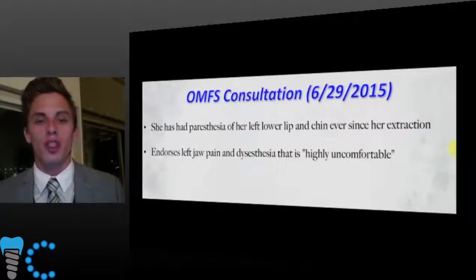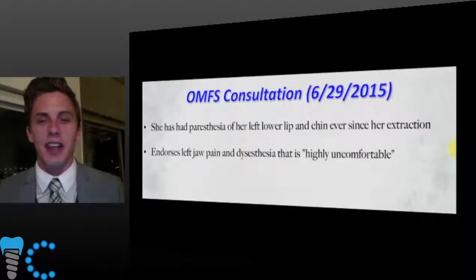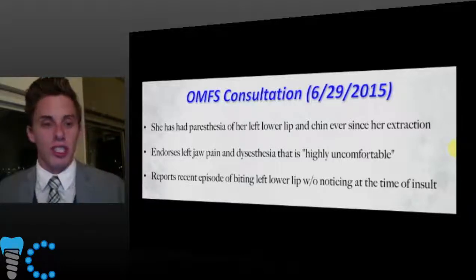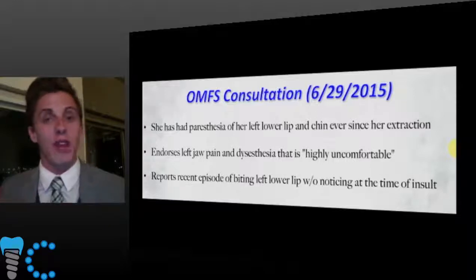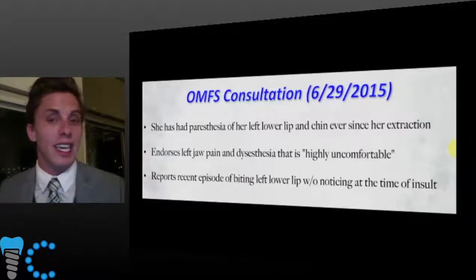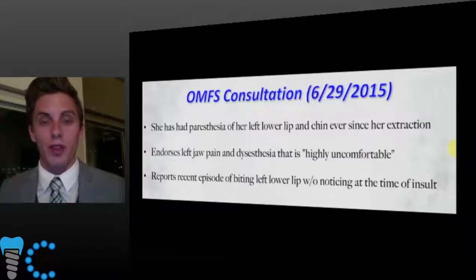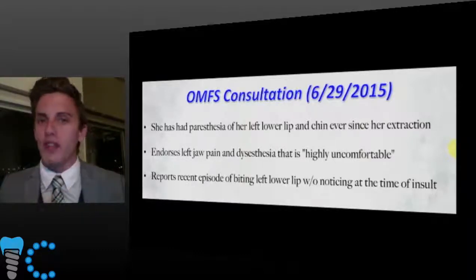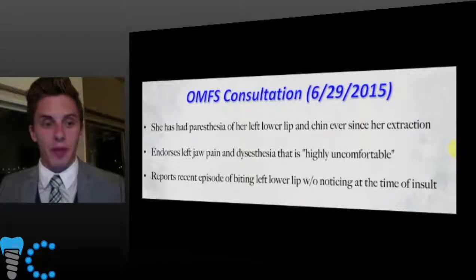She does endorse jaw pain and dysesthesia that is highly uncomfortable. She does report biting her lower lip. So here's another issue that a lot of us aren't familiar with, is that because these patients are numb, they can't feel their lip. Just like a kid, when they have anesthesia, we warn the patients in terms of not biting the tongue. So this is the same thing, whether you're a child or an adult. So this is a very serious quality of life issue.